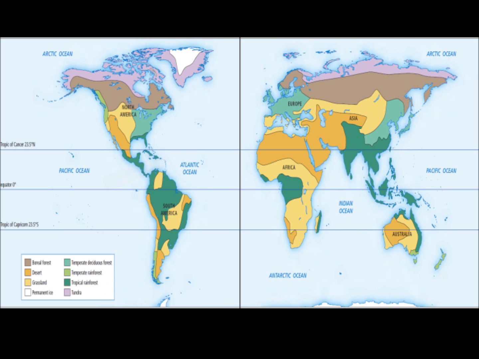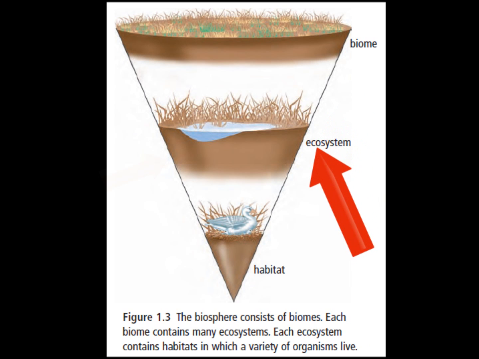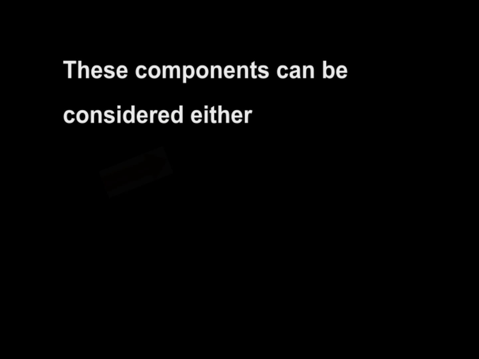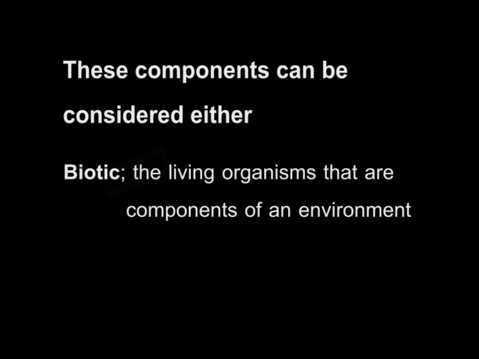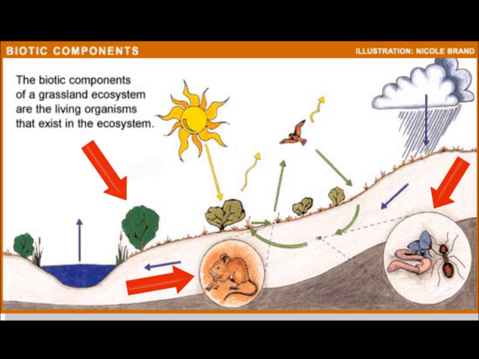Biomes are complex collections of ecosystems in which a variety of components live. They include large regions of similar characteristics and components. These components can be considered either biotic or non-biotic/abiotic. Biotic components are the living organisms of an environment. This can range from plants to animals, fungi to bacteria, and the like.